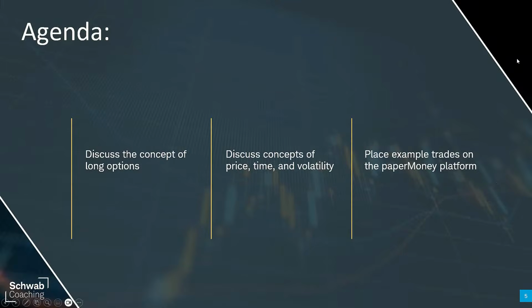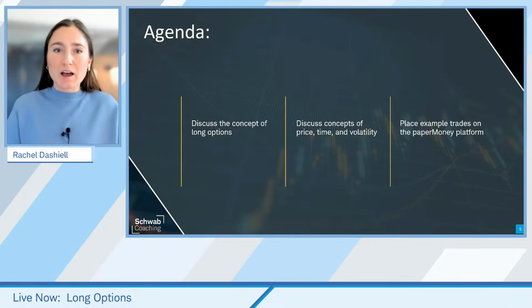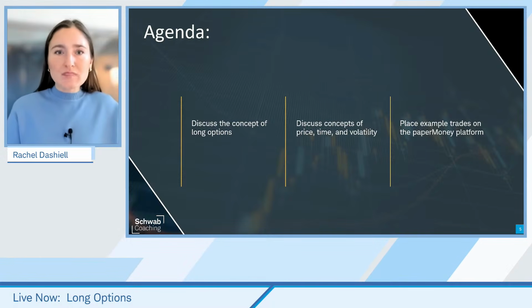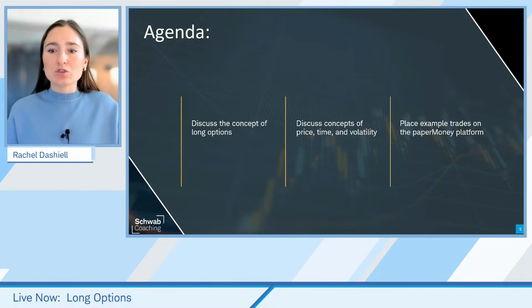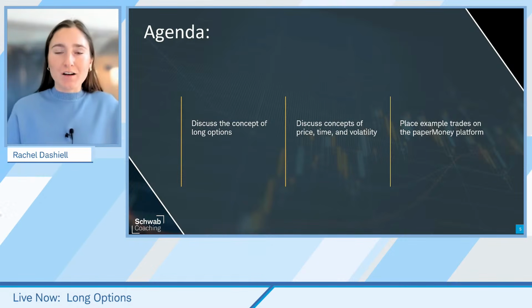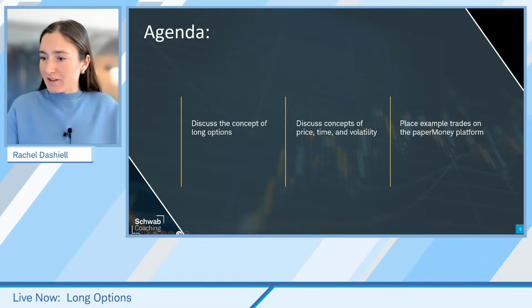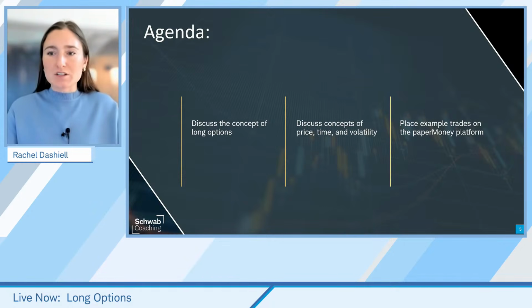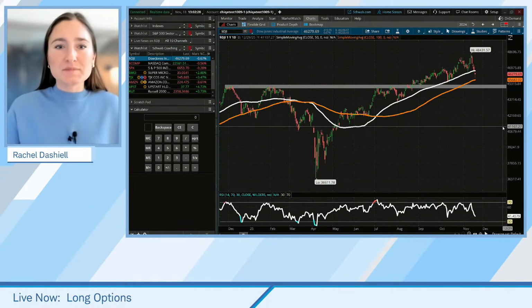So now we'll just cover our agenda. First, we usually start with our market overview. We review our trades. Then we dive into discussing the concept of long options, those factors of price, time, and volatility. And then we'll take a new example trade on the Paper Money platform. So let's dive into Thinkorswim and just start with the first, which is our market update here.